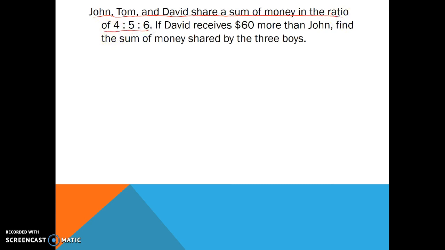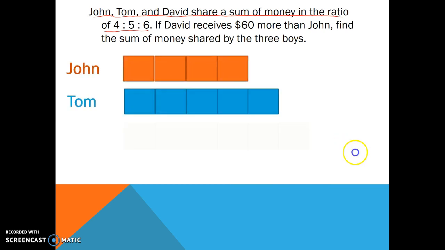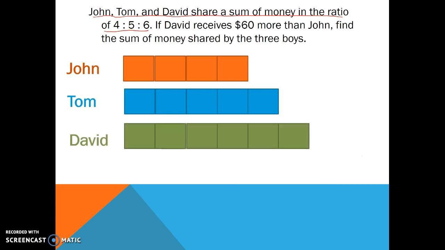So John, Tom, and David share a sum of money in the ratio of 4 to 5 to 6. Well, let's go ahead and start out by bar modeling that ratio. So we're going to draw 3 bar models, one for John. There's John right there. He has 4 units. Tom has 5 units. And David has 6 units. So that's what our models will look like.